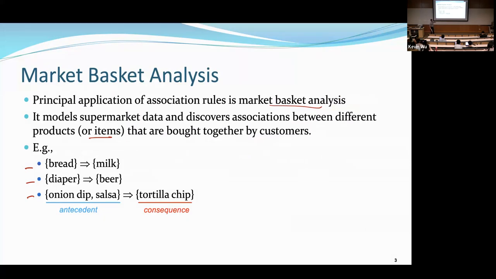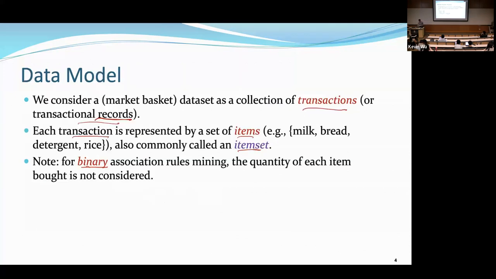There is no mention of the quantities of the products or items being bought by the customer. We only care about the presence or absence of certain items in either the antecedent or the consequence parts of the rule. So again, one more time, we focus on binary association rules, which only care about the presence and absence of items. The quantity of each item bought in the transactions is not considered in this model.